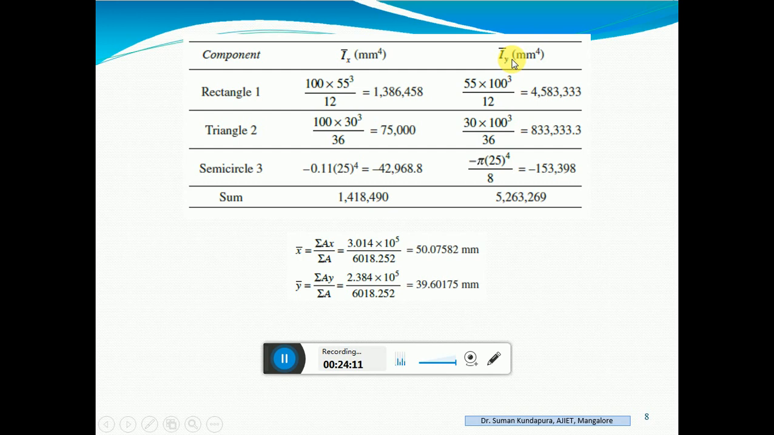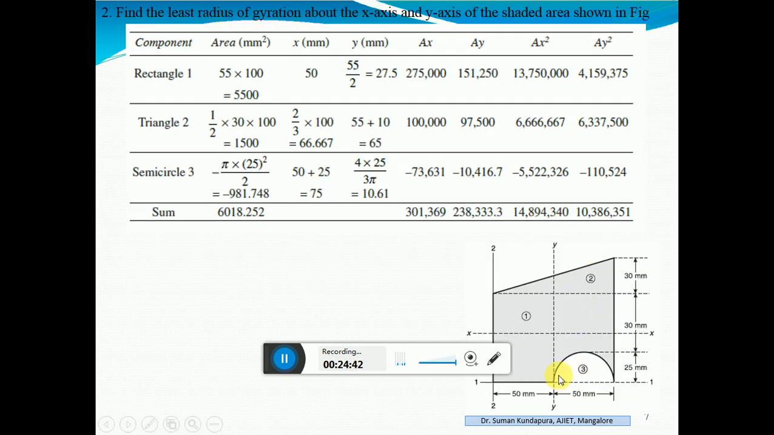Ix bar you have calculated for all three figures. Go to the Iy bar. For the rectangle it is DB cube by 12. For your triangle it is DB cube by 36. And for the semicircle it is minus pi r to the power 4 divided by 8 for Iy bar when the semicircle is placed in this position.